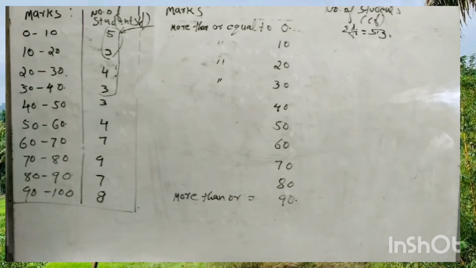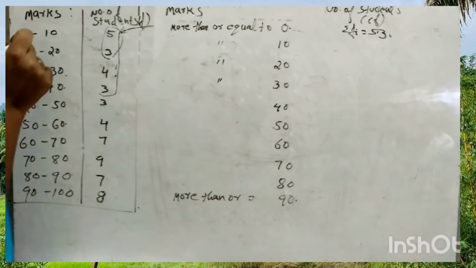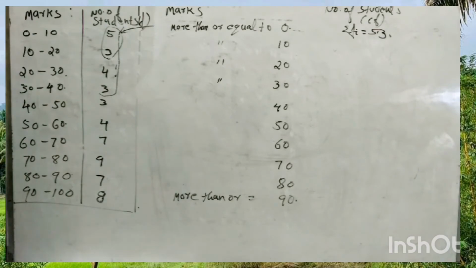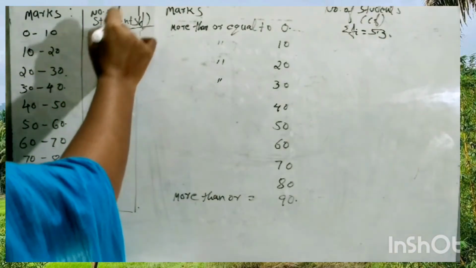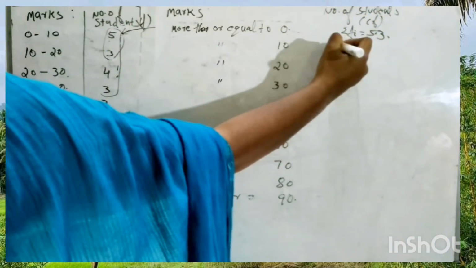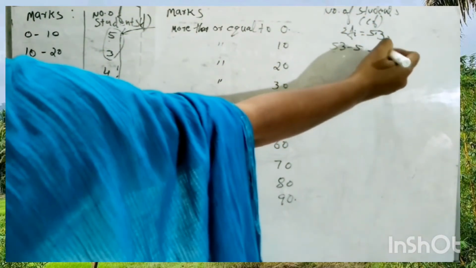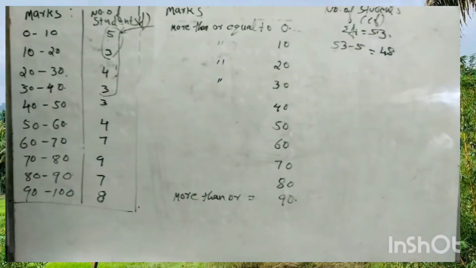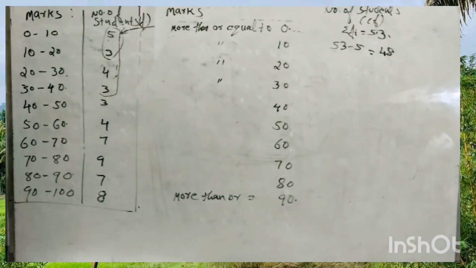Now second one, more than or equal to 10 means we can't take the values from 0 to 10 because our marks should be greater than or equal to 10. Greater than or equal to 10 means we can't take the value from 0 to 10. So we need to exclude this 5. Total we know that is 53 and we need to exclude this 5. So here the operation is 53 minus 5 is equal to 48.